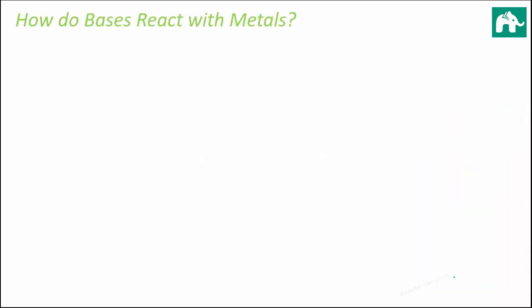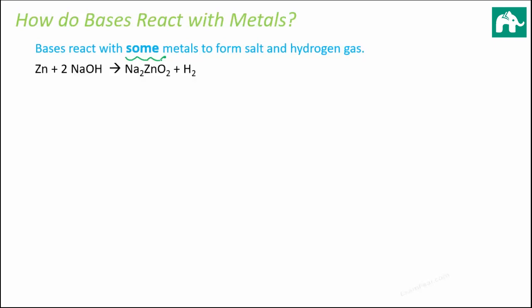Now let's see how do bases react with metals. Bases react with some metals to form salt and hydrogen gas. So the reaction is similar, but the major difference is that most acids react with metals to form salt and hydrogen gas, but that's not the case with bases. Only with some metals they react. Some metals like zinc and aluminium, they react.